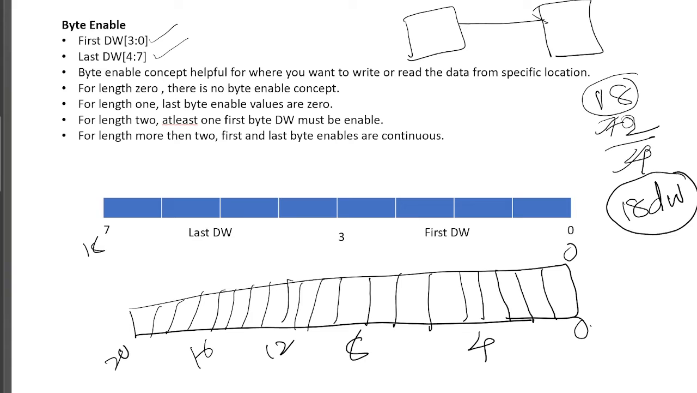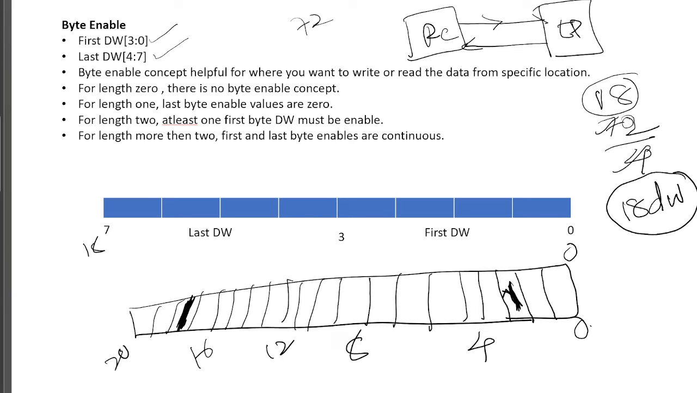You are sending the request for 72 bytes of data. You send the request from the RC to the EP side, and the EP sends the data back from EP to RC. By using the byte enable concept, you can read from a specific location. Let us say I want to read the data up to 18. Instead of starting from 0, I want to read the data from 2 to 18.